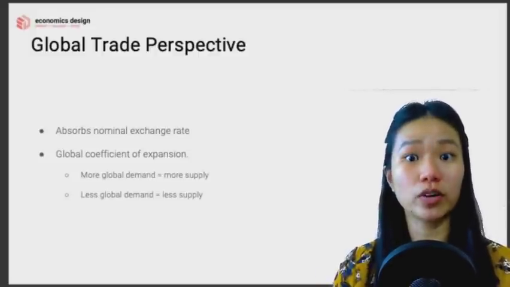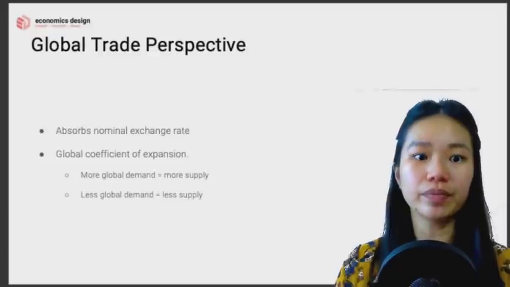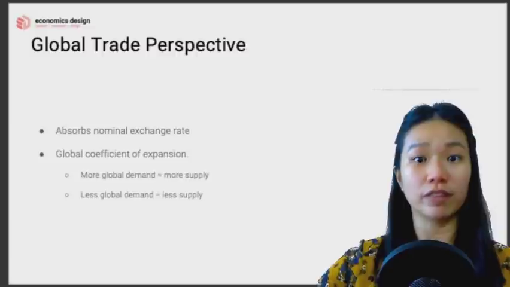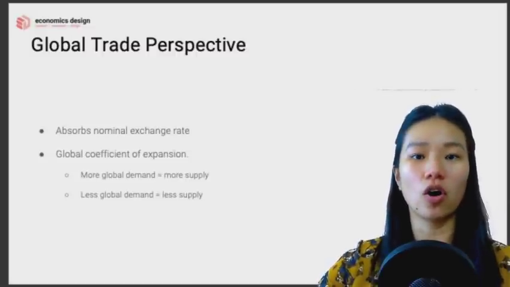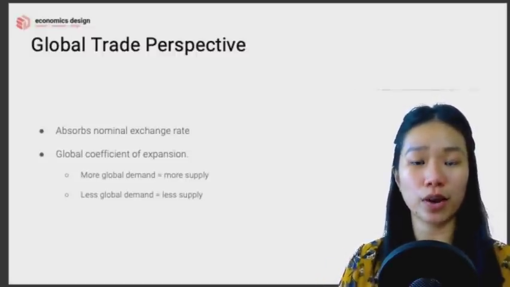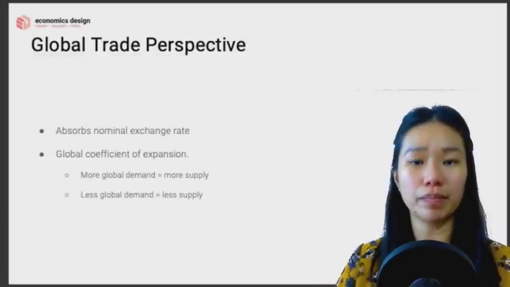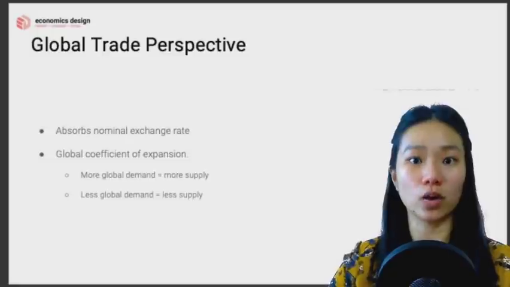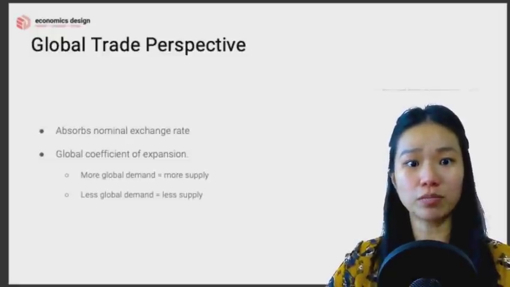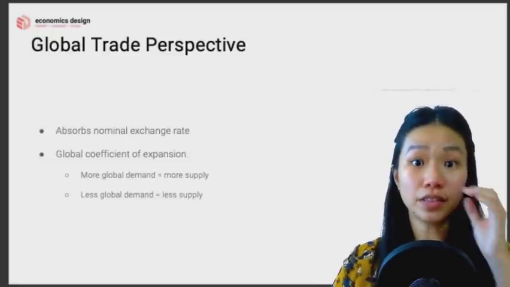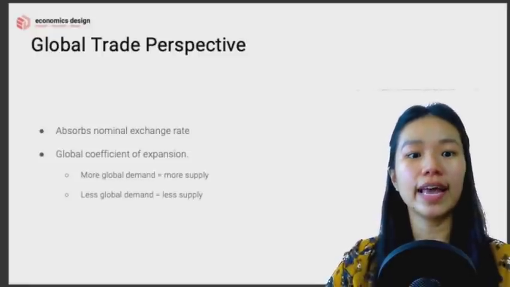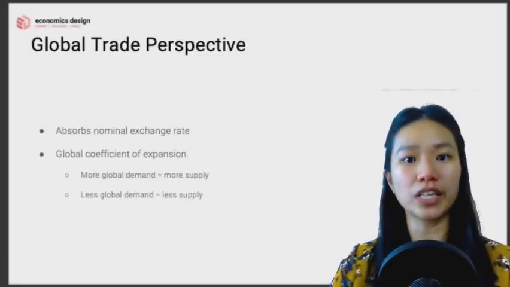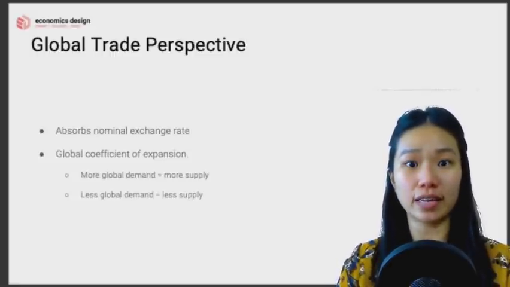It absorbs nominal exchange rate. We got that already, right? It doesn't care about what the fluctuations of GBP is or USD is. When there's price difference, they will absorb it and be minting the new supply or be burning supplies accordingly. So it absorbs nominal exchange rate. But the other cool stuff is that it increases the global coordination of people, activities, and participants.